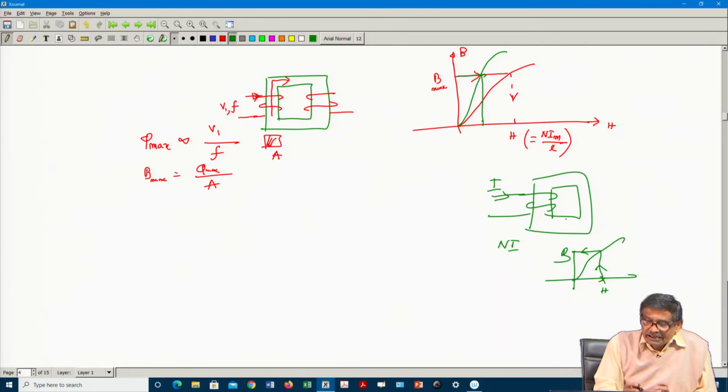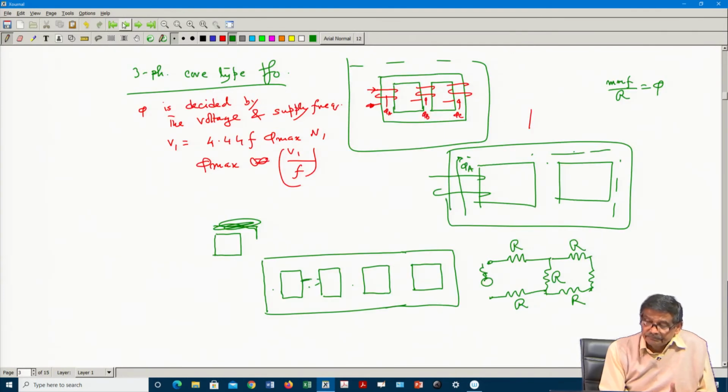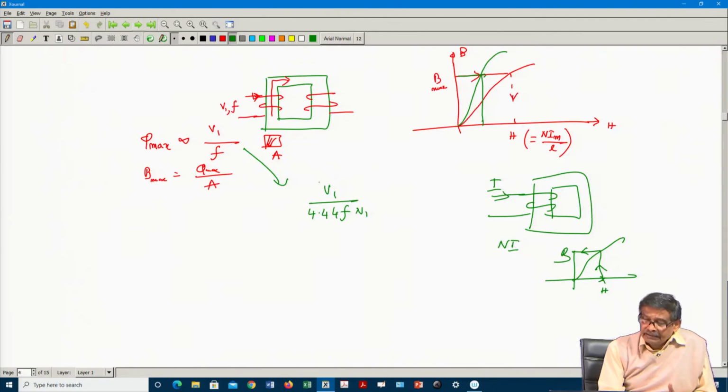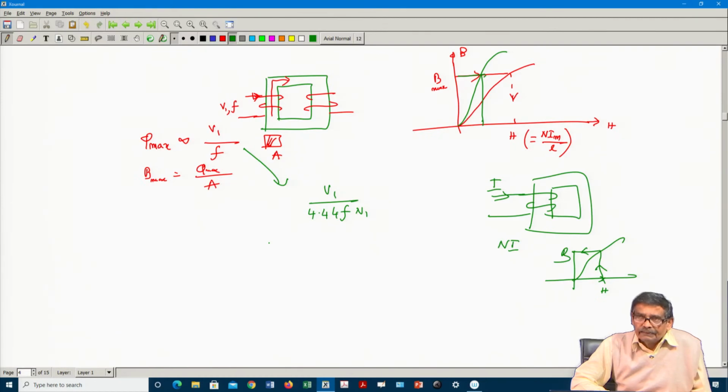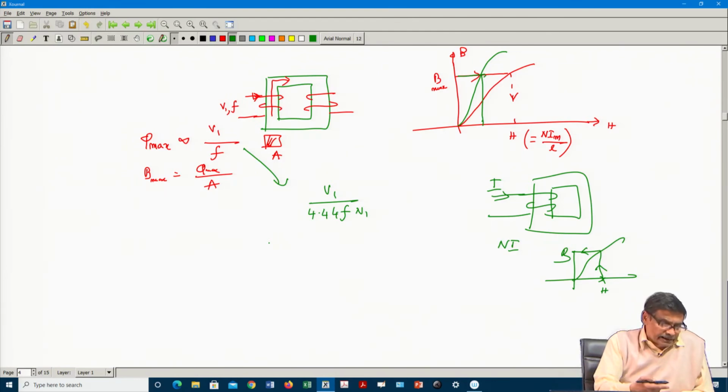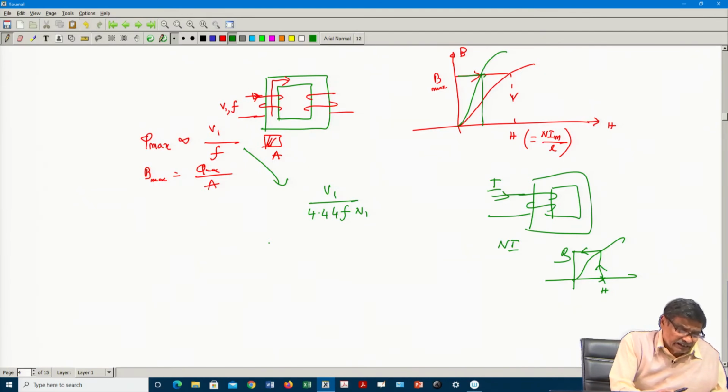What is in your hand is how much B max you will allow. If you see the equation, phi max is V1 by 4.44 f N1, and so on. So flux gets decided, and to produce this much phi max, the maximum value of magnetizing current that is necessary is called the magnetizing current. This is the physical meaning of magnetizing current, Rahul Gupta.